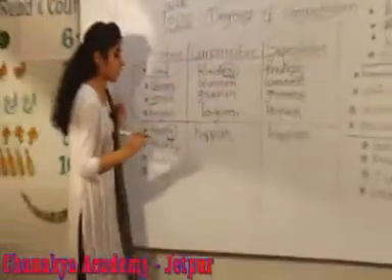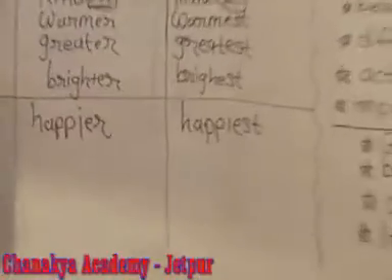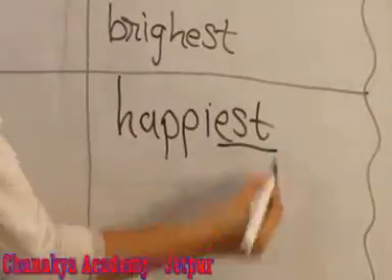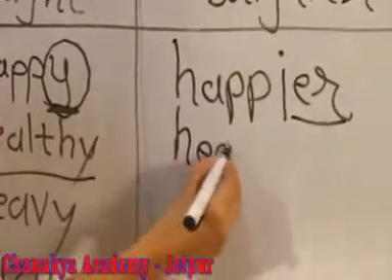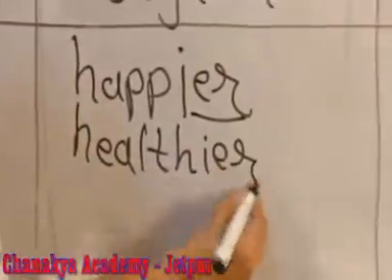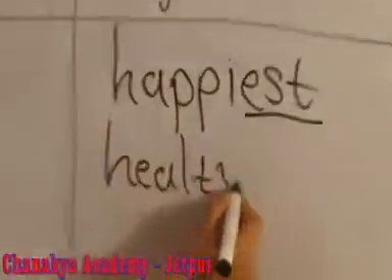So what kind of changes do we do? We have to remove y and put i, and then we have to put suffix er and est. Now the same process is followed in healthy. So it will be healthy, healthier and healthiest.